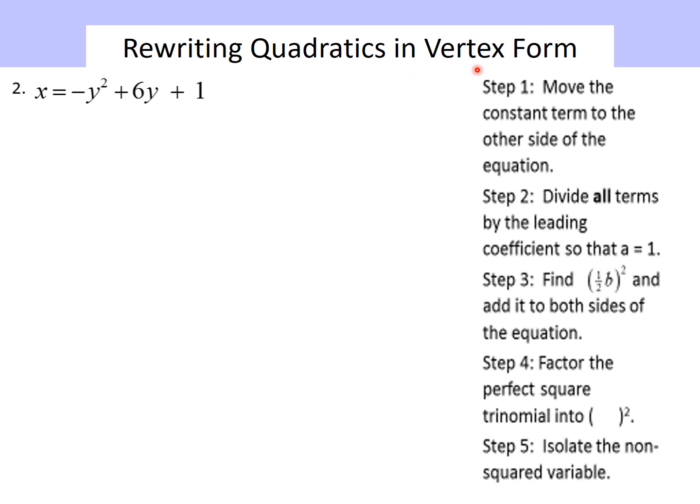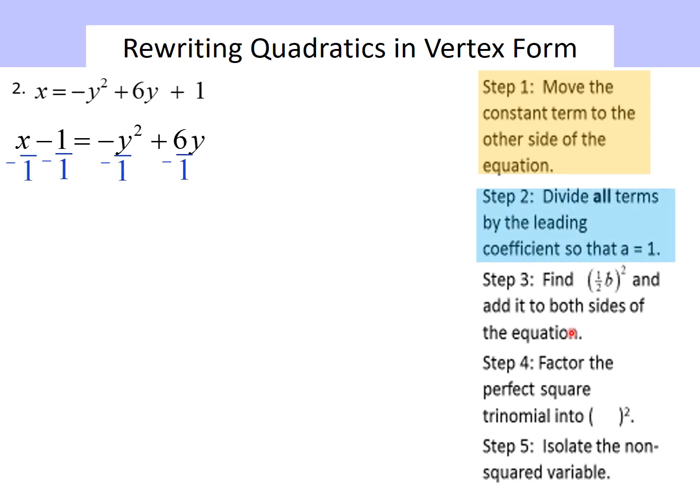Rewriting quadratics in vertex form. Well, wait a minute, this is x. So what do we know about this quadratic? Well, it's turned on its side. All right. However, we're going to go through the same process. We're going to go ahead and isolate the constant term. So we are going to move it to the other side. It's not really isolated because it's over here with x.